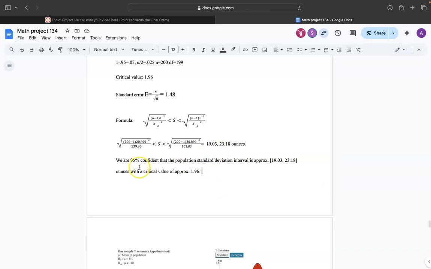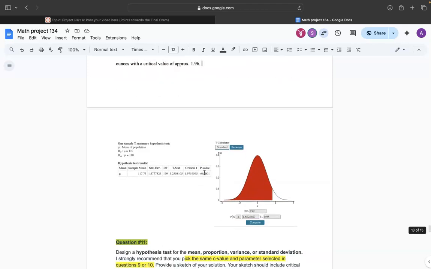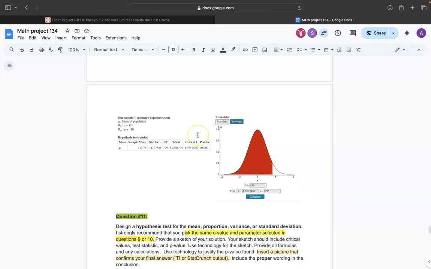As for our conclusion, we are 95% confident that the population standard deviation interval is approximately 19.03 and 23.18 ounces, with a critical value of approximately 1.96. And this is the diagram that we have from StatCrunch after punching in our numbers.